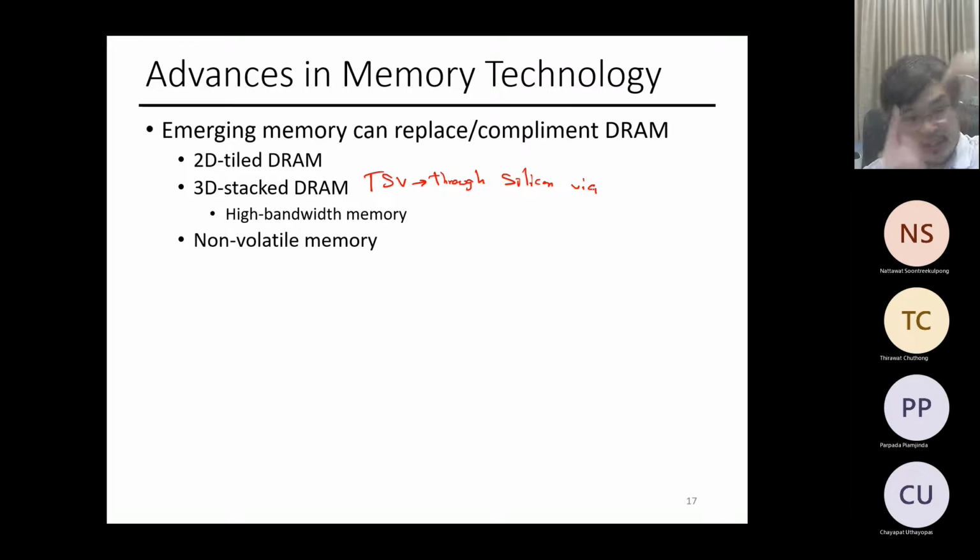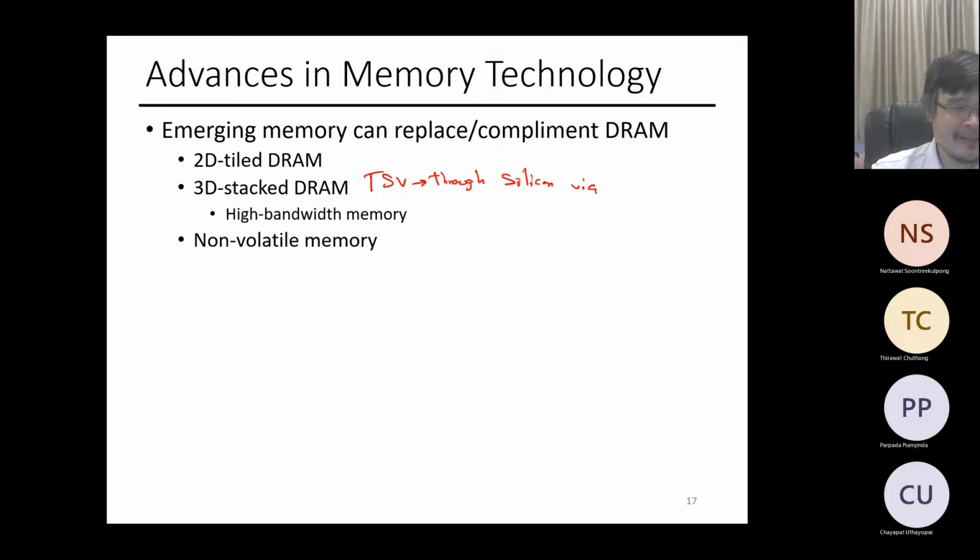Which connects each layer. So you get a lot more internal bandwidth. You also get a lot more external bandwidth to the CPU. You can also use a totally different material called non-volatile memory. The property of the non-volatile memory, the way it works, is going to be different from DRAM. When you put data in there, it stays there. That's why it's called non-volatile, right?